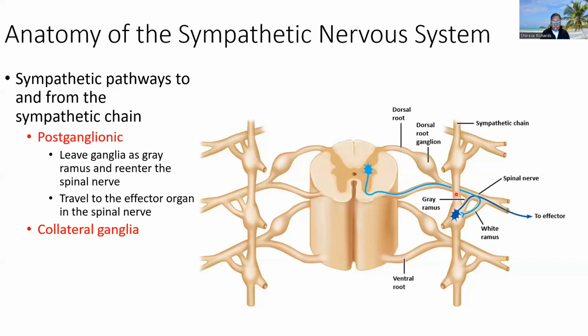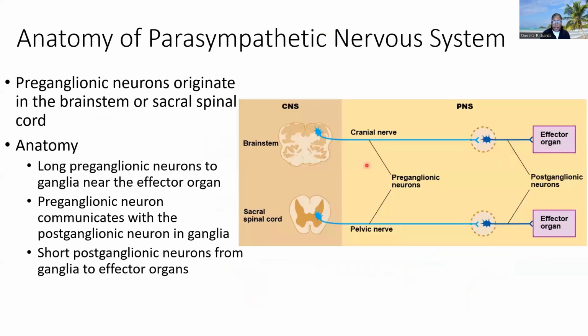All right. Let's switch gears and look at the parasympathetic nervous system and talk about ways that this differs. So the preganglionic neurons in the parasympathetic nervous system arise from the brainstem and the sacral spinal cord. So the brainstem here, we have these preganglionic neurons, and notice that the preganglionic neurons here are longer. So this is reversed from what we saw with the sympathetic nervous system.